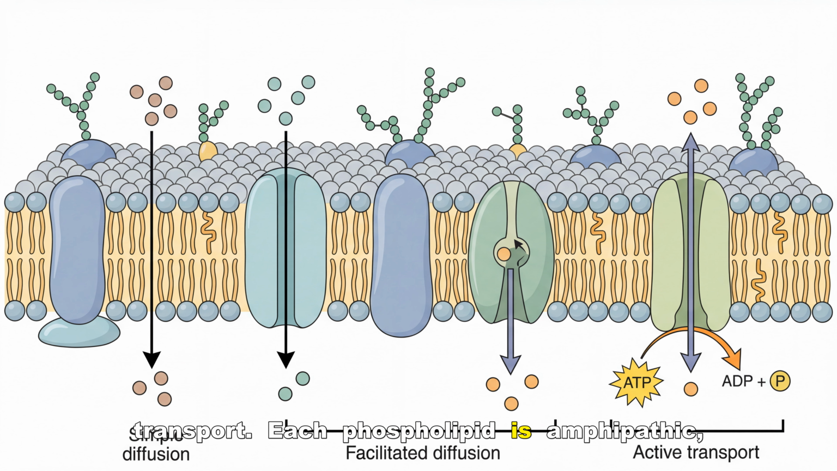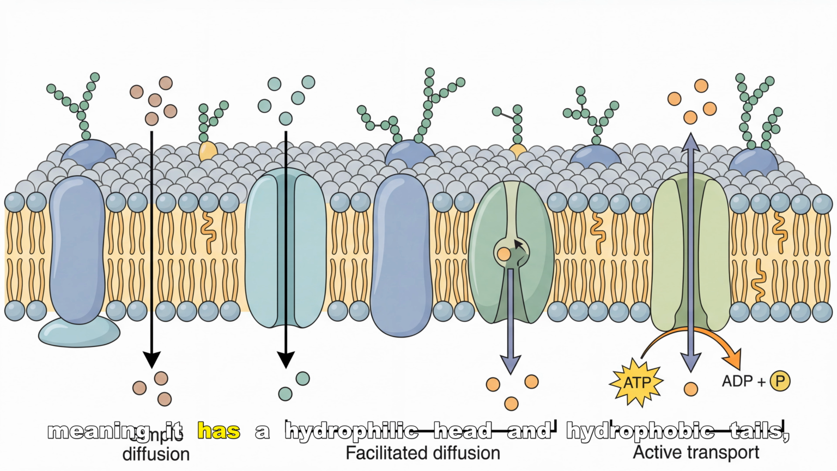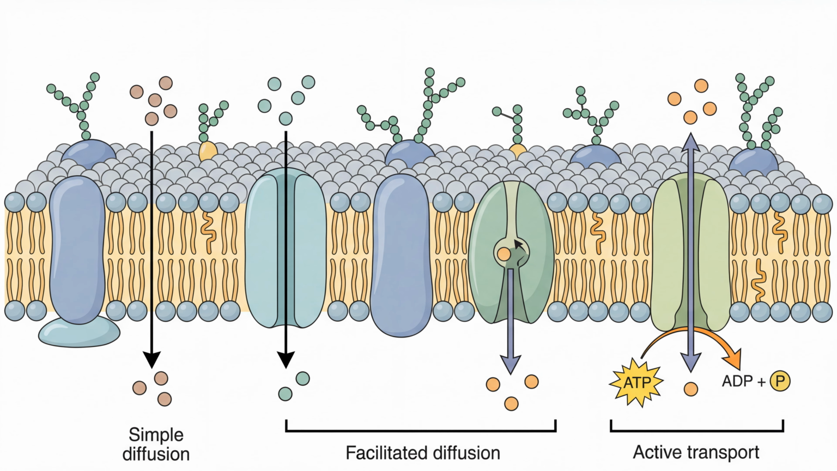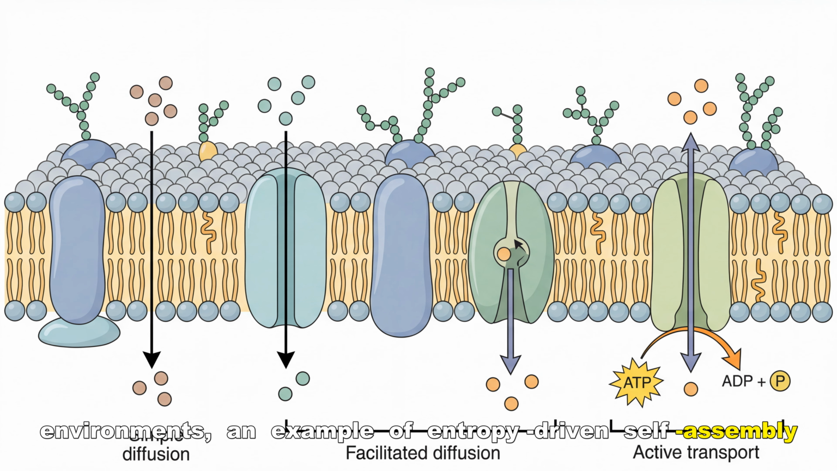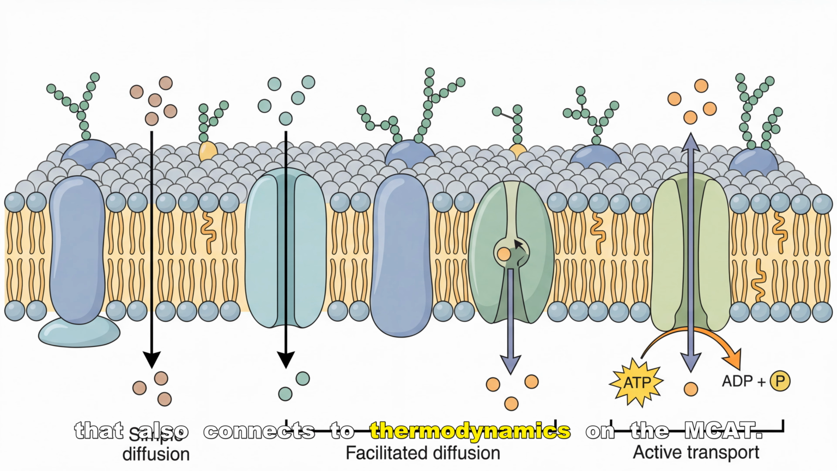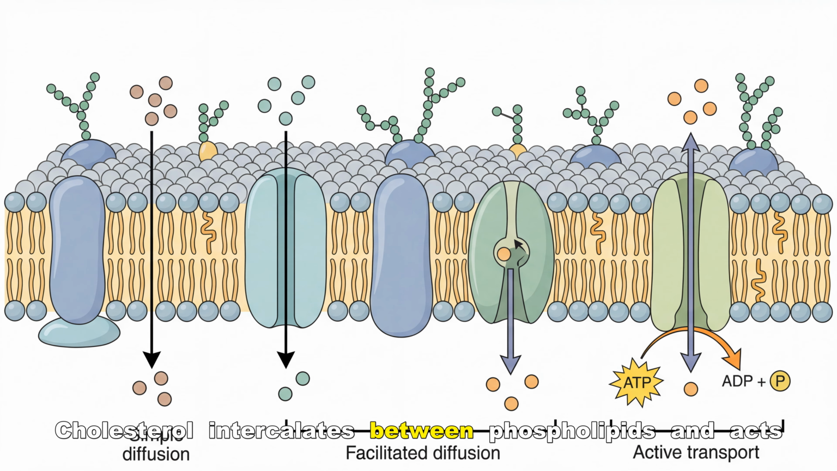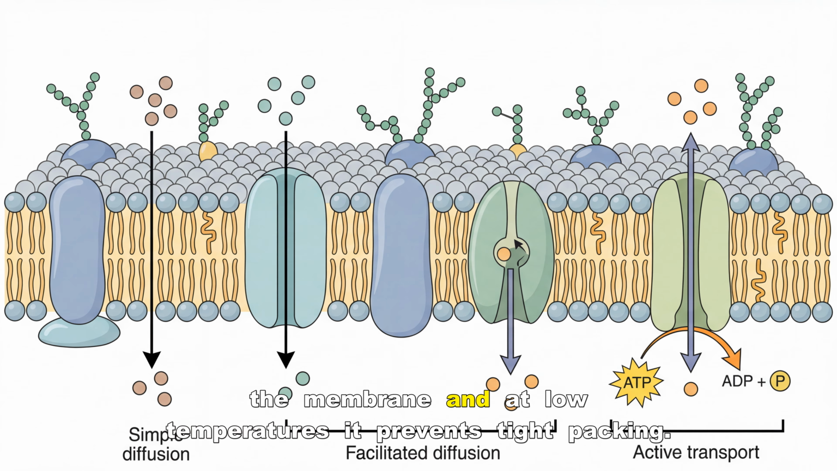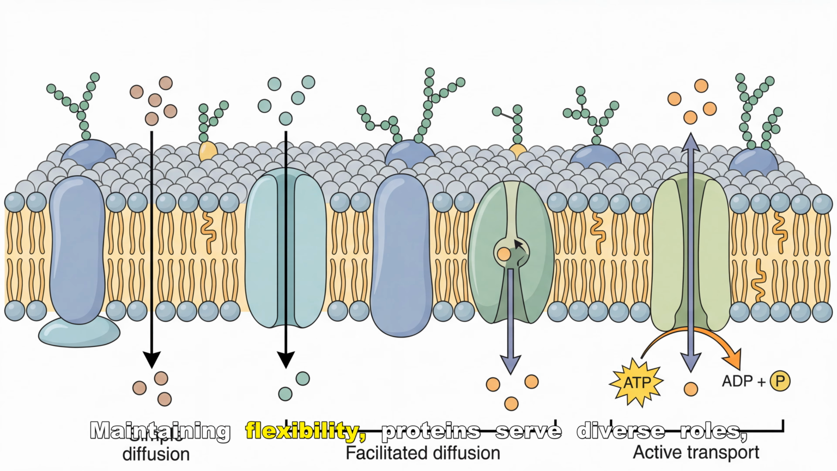Each phospholipid is amphipathic, meaning it has a hydrophilic head and hydrophobic tails, which drives spontaneous bilayer formation in aqueous environments, an example of entropy-driven self-assembly that also connects to thermodynamics on the MCAT. Cholesterol intercalates between phospholipids and acts as a fluidity buffer. At high temperatures, it stabilizes the membrane, and at low temperatures, it prevents tight packing, maintaining flexibility.